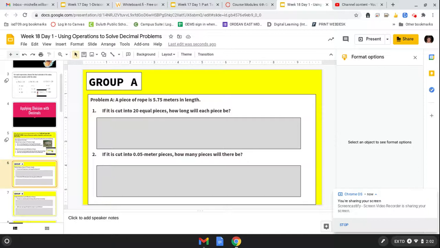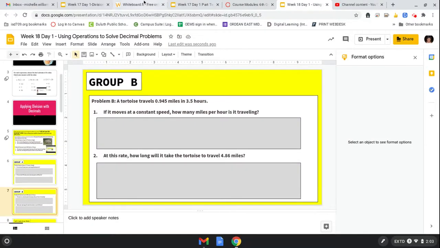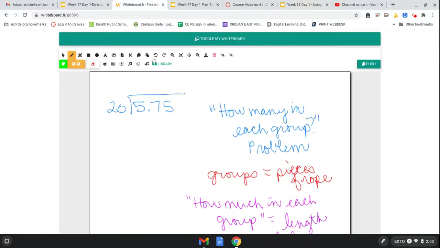So let's look at problem A. The problem says a piece of rope is 5 and 75 hundredths meters in length. Question 1 says, if it is cut into 20 equal pieces, how long will each piece be? So we're going to go to my whiteboard here.